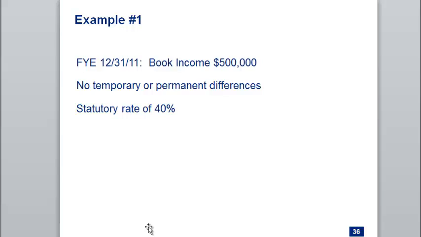So let's say that we have book income of $500,000 and we have no temporary differences or permanent differences, and our statutory tax rate is 40%. Okay, so if we're going to apply our 3-step process to that fact pattern, and we're going to come up with a balanced journal entry. So our first step, so Sam, what is the first thing that we're going to do?